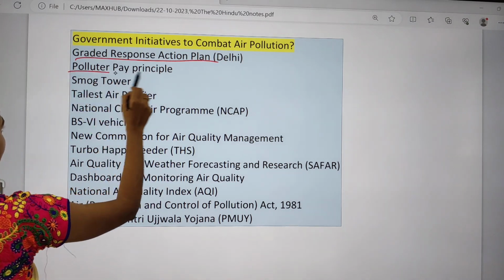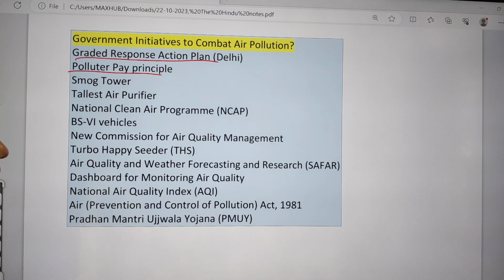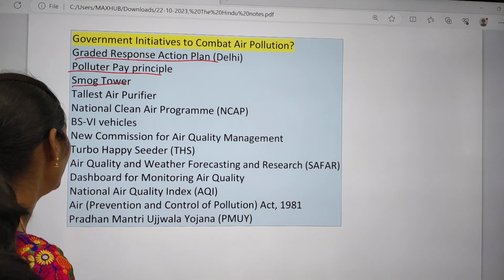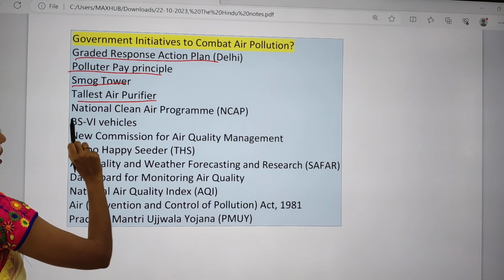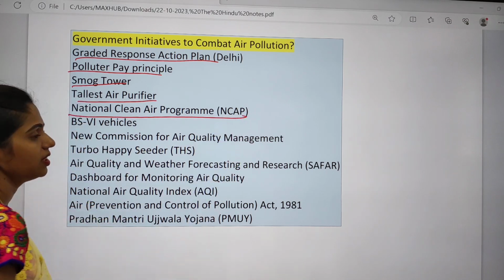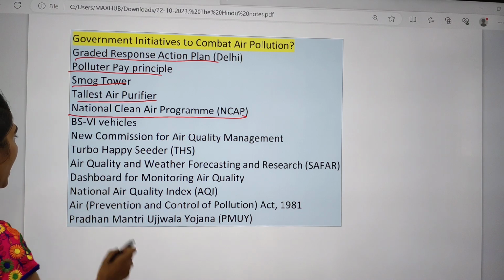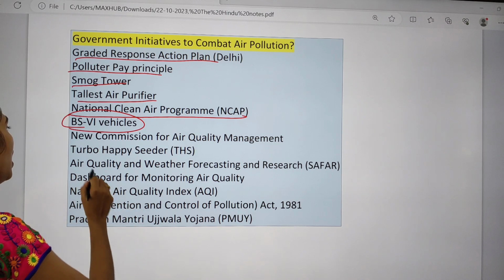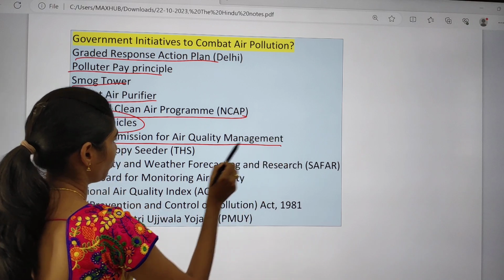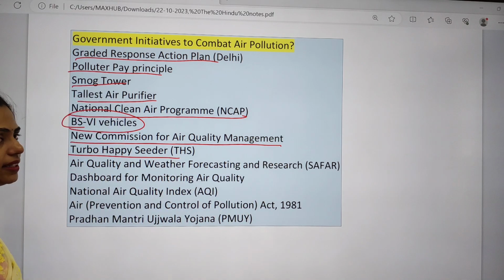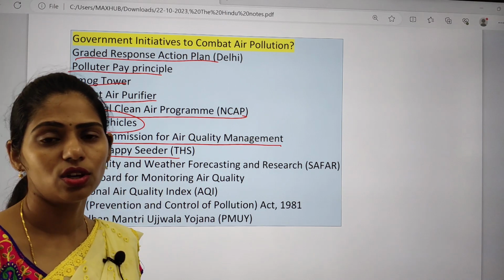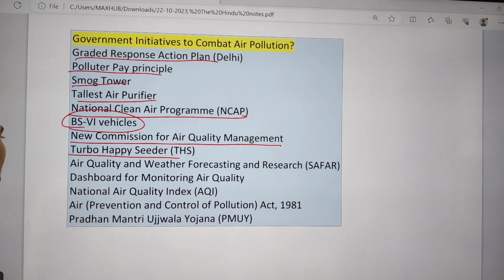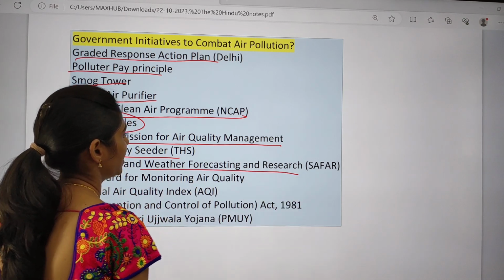Other important initiatives of the government to combat air pollution: first one is the Graded Response Action Plan, then the polluter pays principle, that means those who are polluting have to pay, and smog towers to absorb excess carbon dioxide, and tallest air purifiers. The government also came up with the National Clean Air Program, and we are moving towards BS6 vehicles to decrease emissions into the atmosphere. And next is the National Commission for Air Quality Management, and turbo happy seeders. These turbo happy seeders are important so that we can decrease stubble burning. And also SAFAR, the air quality and weather forecasting and research system.